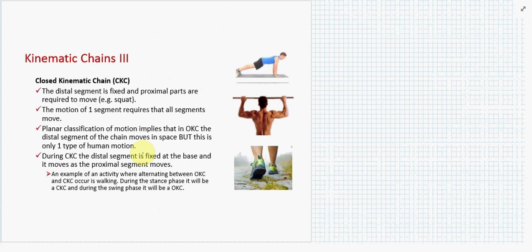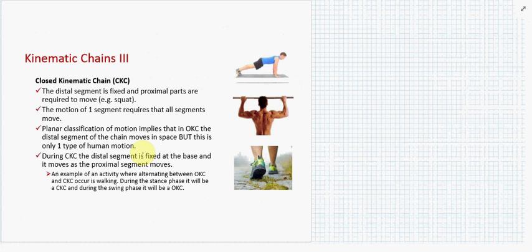Same thing is true with a pull-up, right? Even though the wrist is not necessarily required to flex or extend, movement of the elbow requires movement of the shoulder. It's therefore not an isolated movement. It's a compound movement. Multiple joints are involved. With multiple joints, I bring in multiple muscles as well.